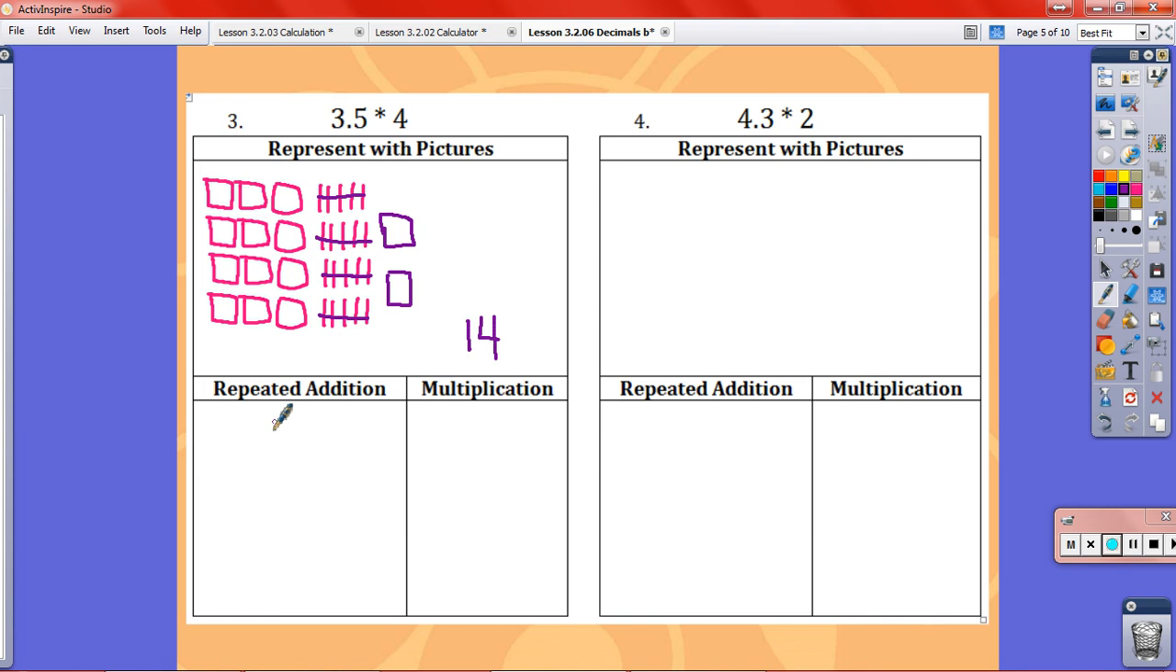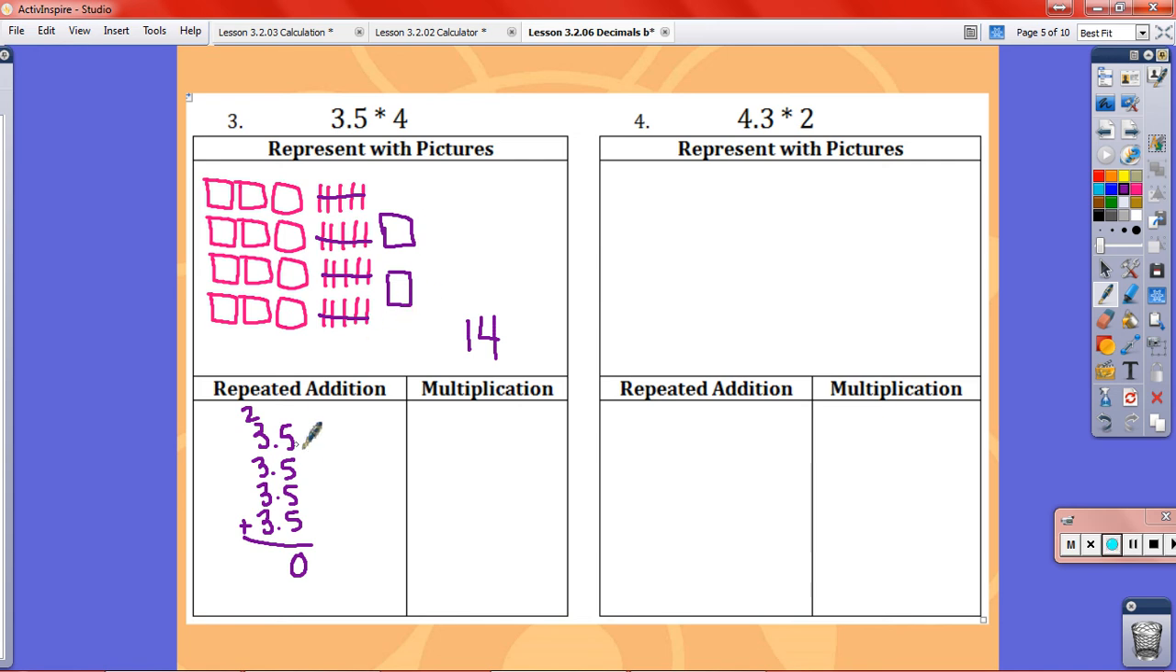Let's show that with repeated addition, because that will really help to clarify. 3.5 plus 3.5 plus 3.5 plus 3.5. That's 5, 10, 15, 20. Put the 0, carry the 2. The 2 that we carried, that's these 2 squares.